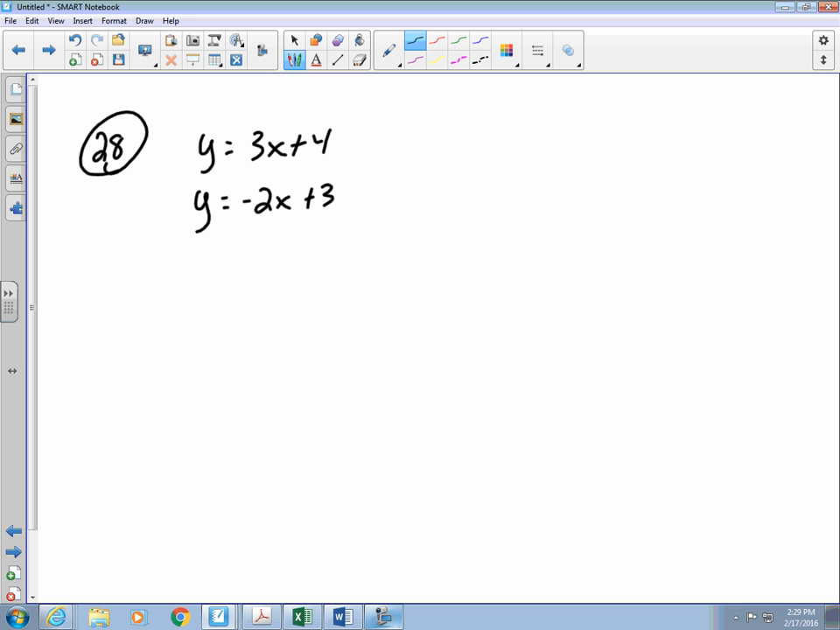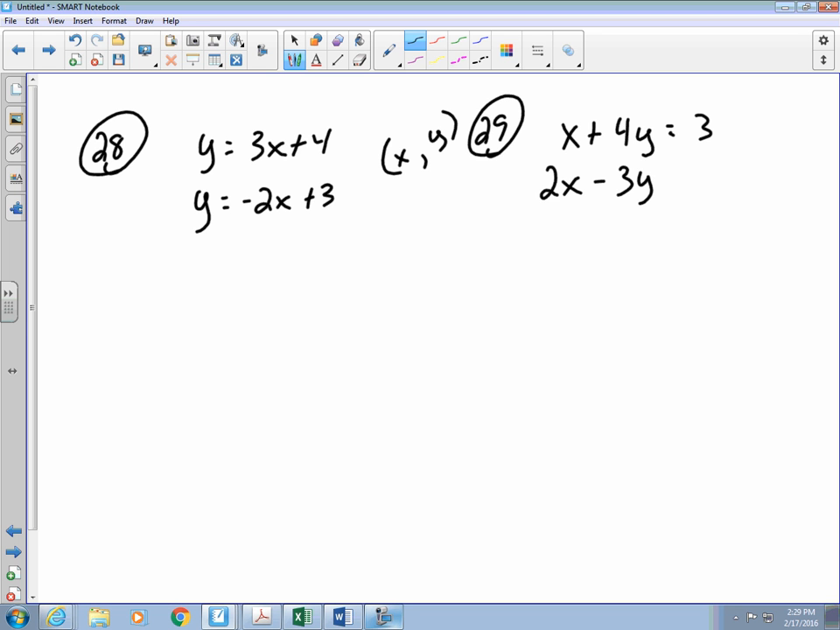So the key is you got to figure out a solution, right? An ordered pair would be your solution. You got to figure out an x and a y that works for both of them. And 29, to solve its system, I would prefer you to do elimination, because I'm going to give you two functions that are already in slope-intercept form. So if we have maybe something like this, it's easier to do elimination.